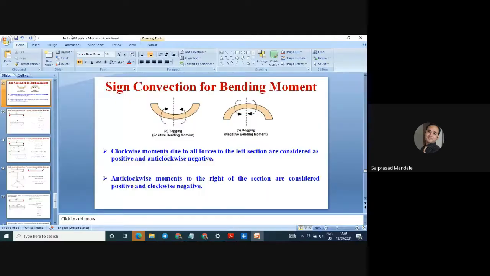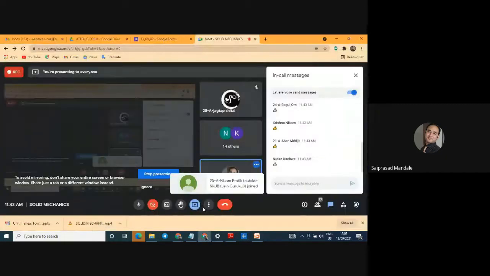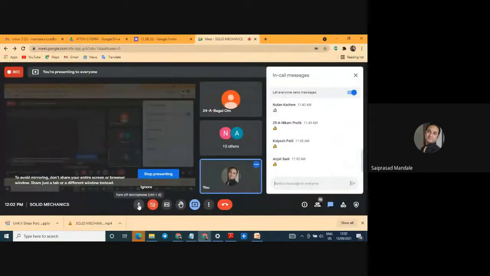Okay, so just give me quick feedback. Upward forces on the left hand side of the section, are they positive or negative? Upward forces are positive, Krishna. Downward forces are negative. Very good.